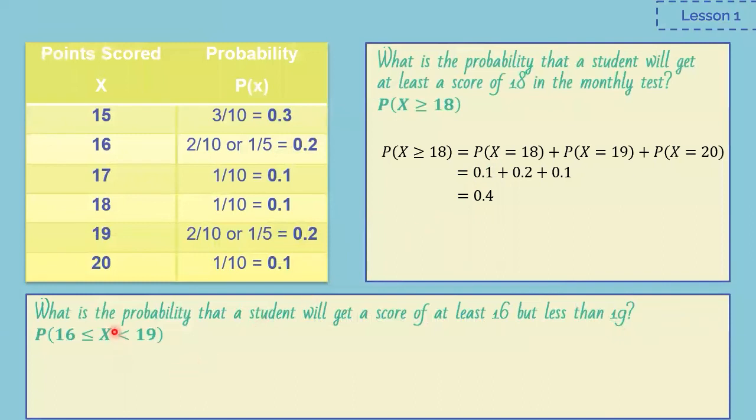What is the probability that a student will get a score of at least 16 but less than 19? Again, at least 16 but less than 19. So if we translate this question into symbol form, this will be the result. What is P of x if x is greater than or equal to 16 but less than 19?